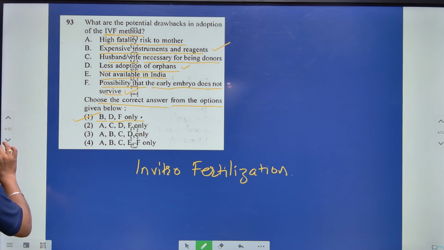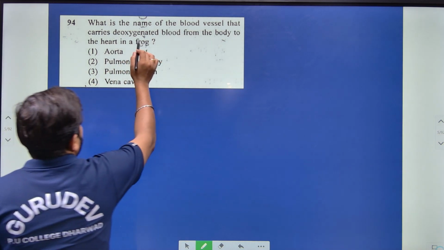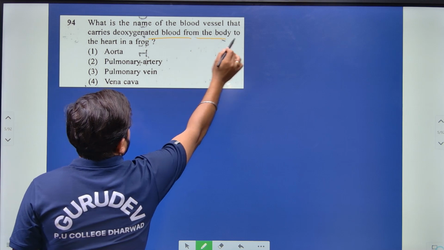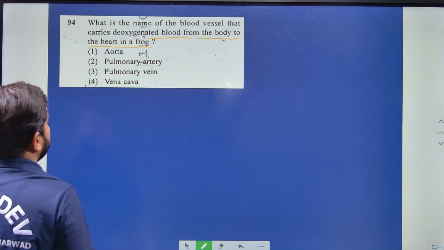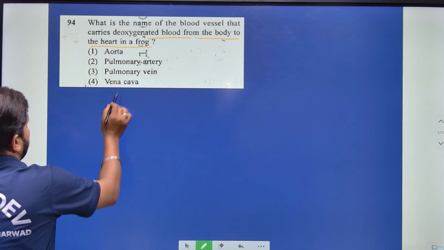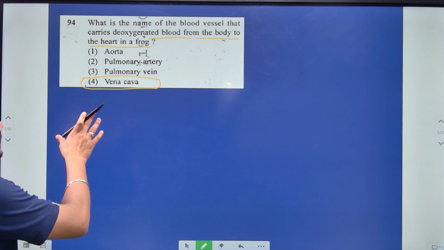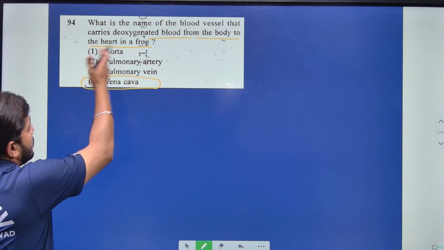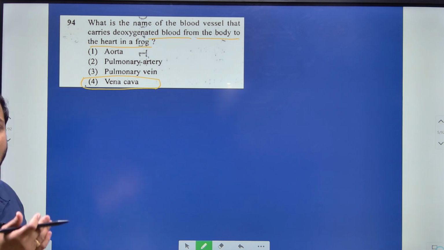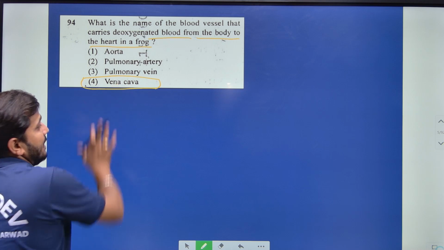Then moving on to the next question: what is the name of the blood vessel that carries deoxygenated blood from the body to the heart in the frog, and that is nothing but the vena cava, right? What we are going to get over here is the vena cava, right? So the blood vessel that carries deoxygenated blood from the body to the heart in the frog is the vena cava, right?